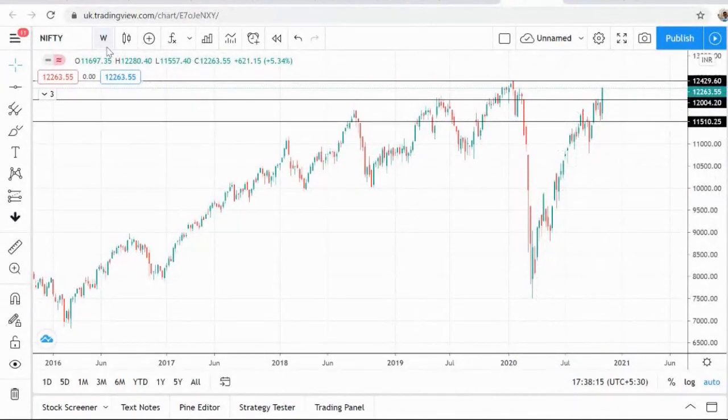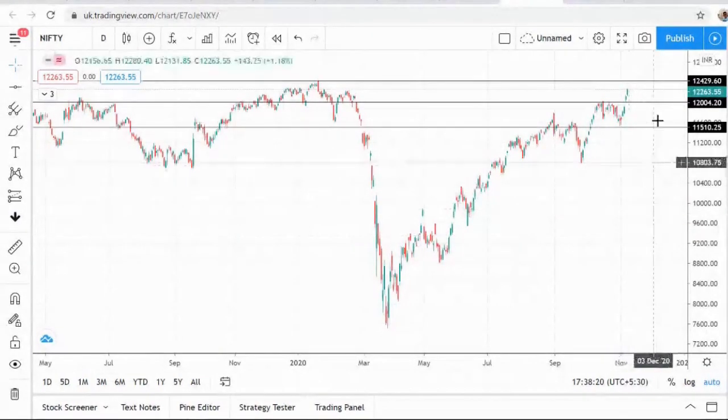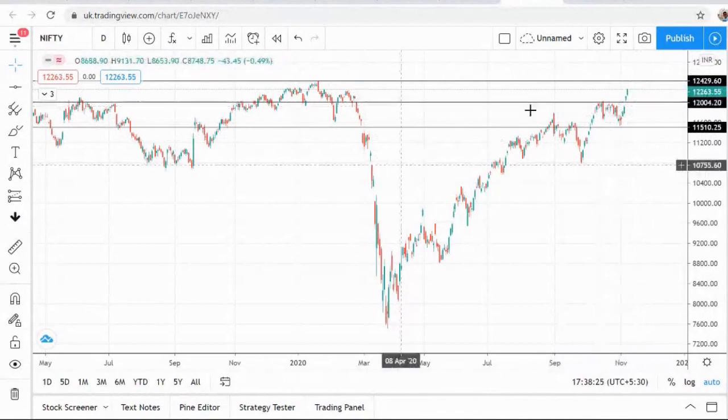With respect to the daily time frame, this is very bullish. This rally looks very bullish. So this chart is bullish as well.